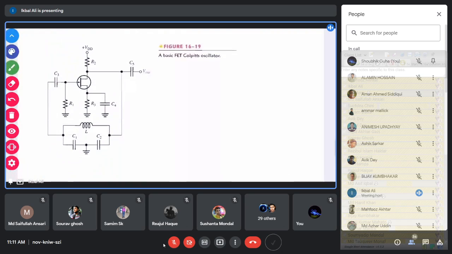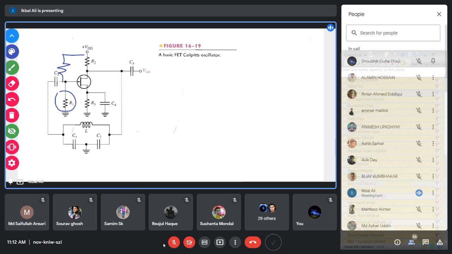So this is the FET version of the Colpitts oscillator circuit. You just see that everything is the same. Only the biasing of the FET is there. If you learn the biasing of the FET, only one resistance you can connect here, or you can connect another resistance here. But the basic circuit will be the same. This is the FET version.